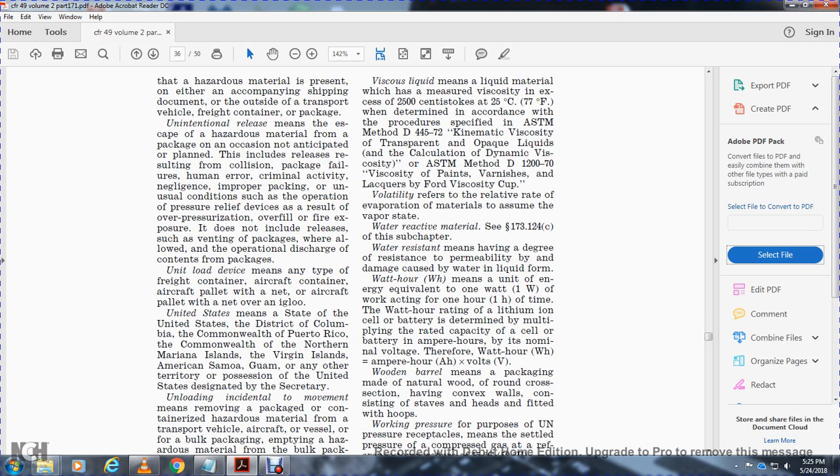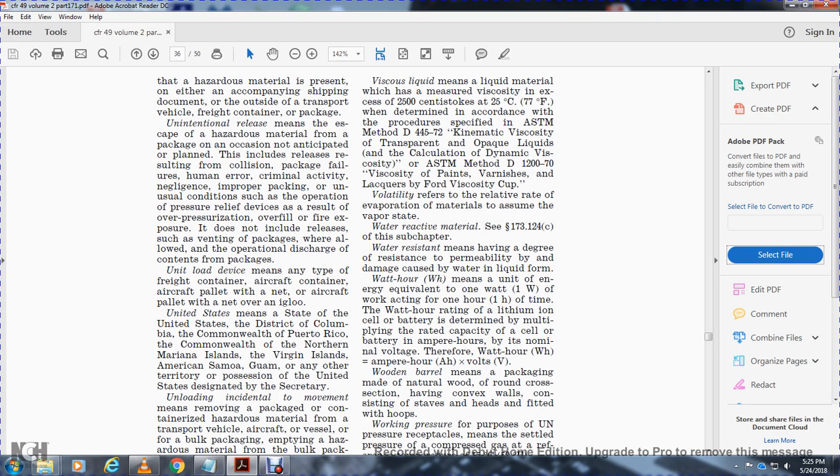Watt hour means a unit of energy equivalent to 1 watt of power acting for 1 hour of time. The watt hour rating of a lithium ion battery is determined by multiplying the rated capacity of the cell or battery in ampere hours by the nominal voltage. Therefore, watt hours is equal to amp hours times volts.